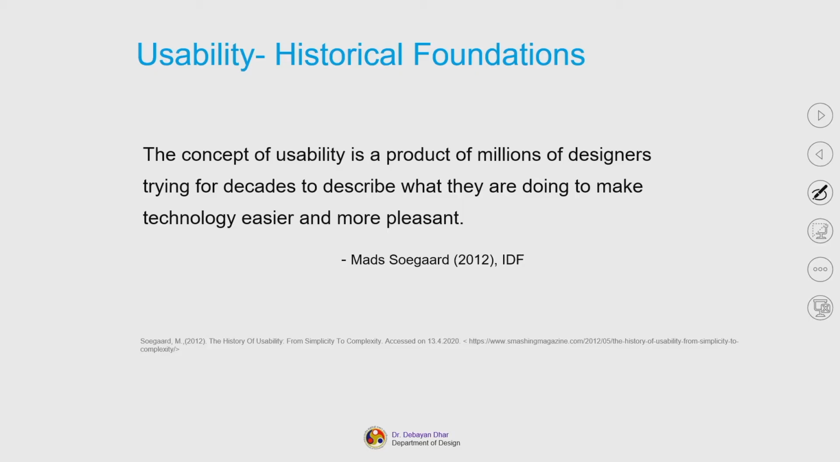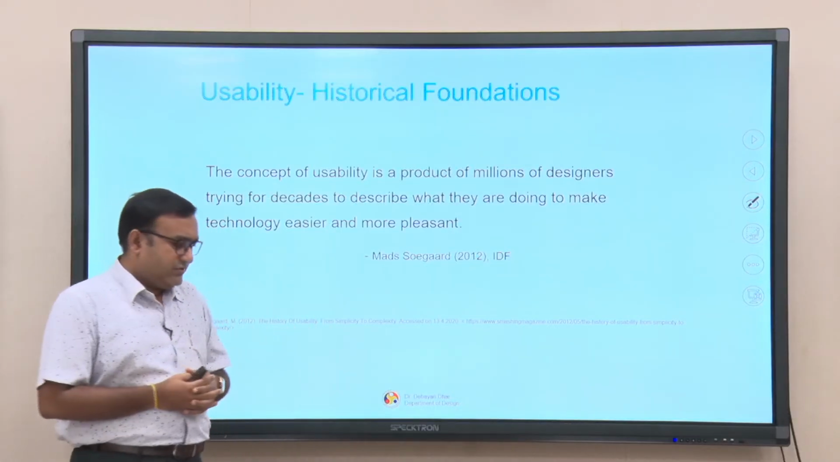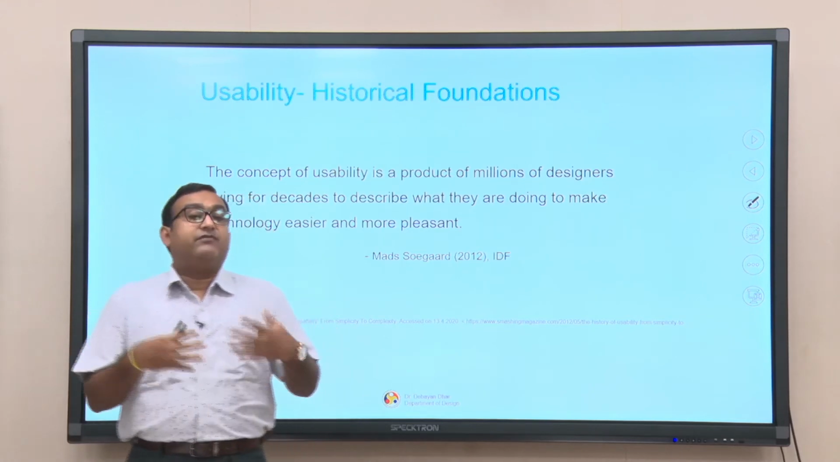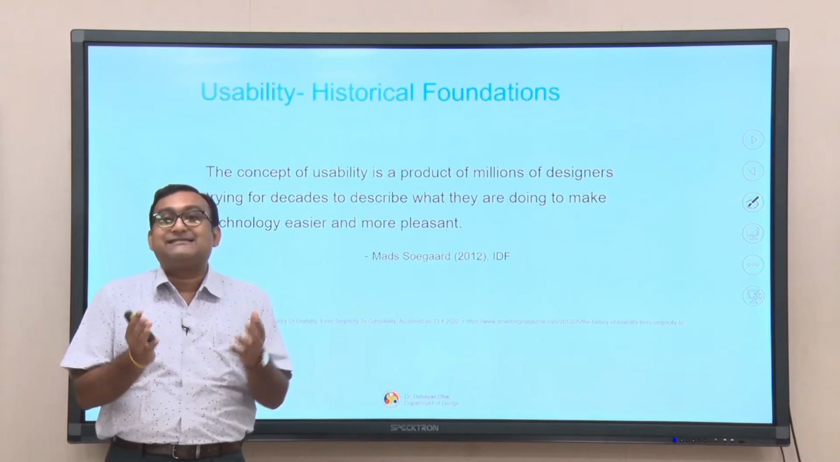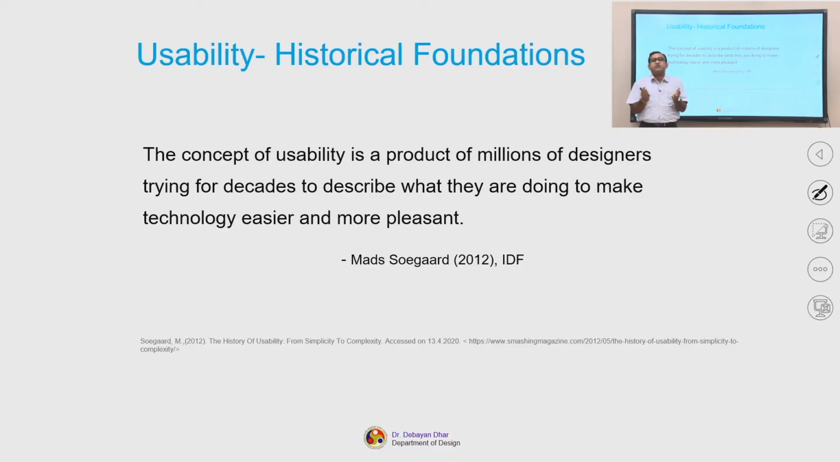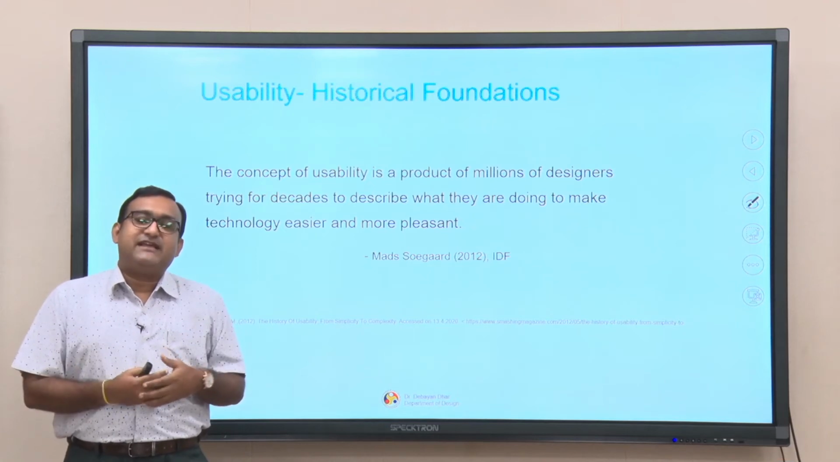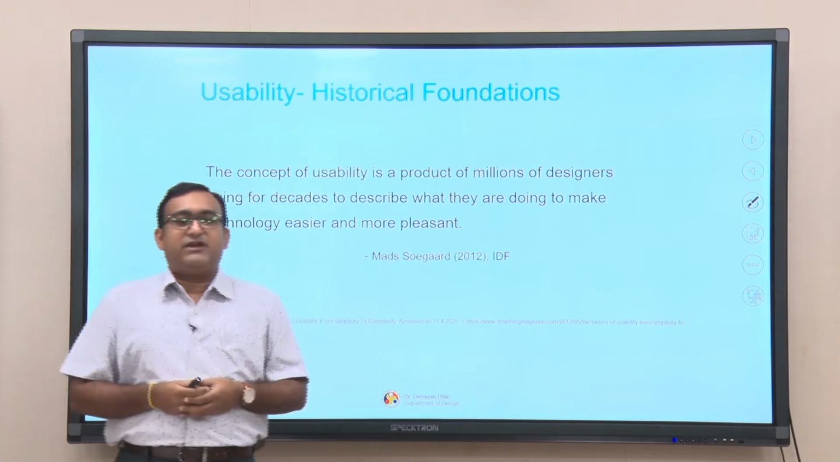So, let us begin. The concept of usability is a product of millions of designers trying for decades to describe what they are doing to make technology easier and pleasant. Now, this is very important to understand. The advent of the industrial revolution, the advent of human civilization having access to machines, started this concept of how can we make machines more effective and efficient so that human drudgery, human effort is reduced and machines become pervasive, so that without a major effort, the activities and the tasks can be achieved with ease. And that is what you would see and realize when we talk about the historical foundations of usability.